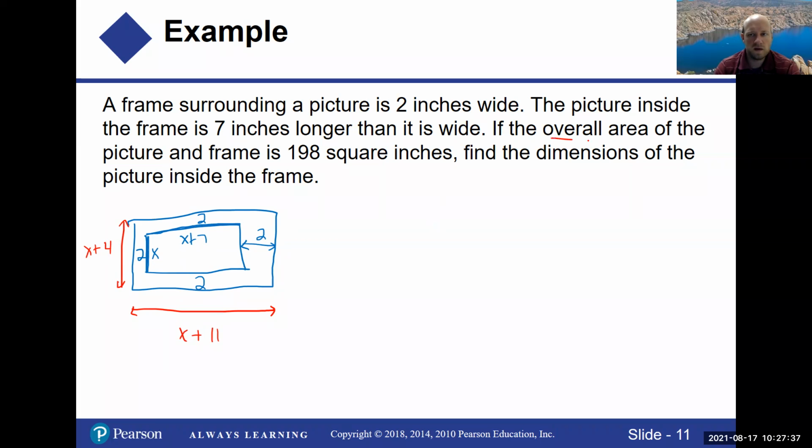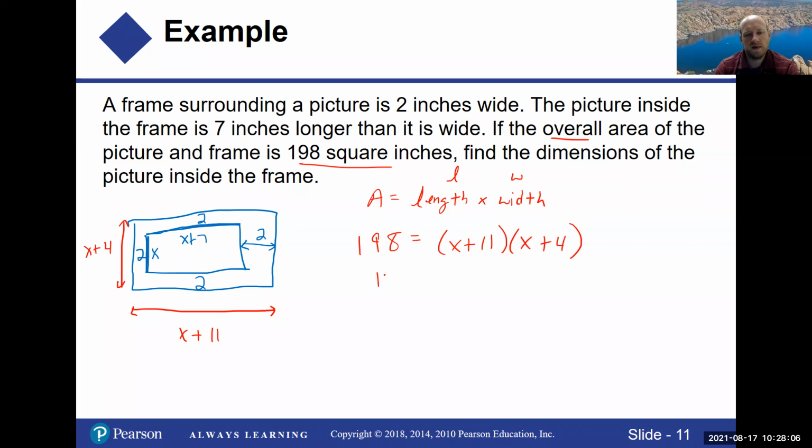So the overall area is 198 square inches. If we remember what the area of a rectangle is, it's length times width, or L times W. They gave us that it's 198. The length is X plus 11 and the width is X plus 4. So we have our equation. Hopefully that makes sense to you.